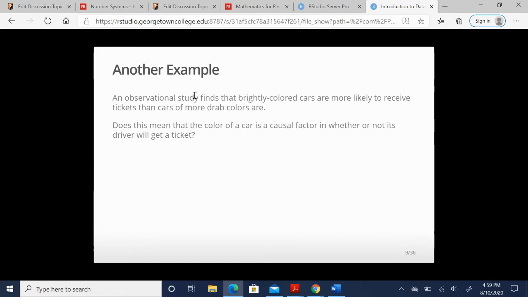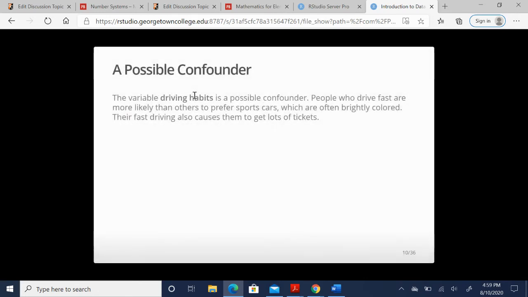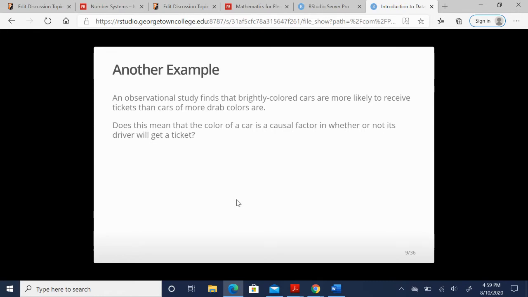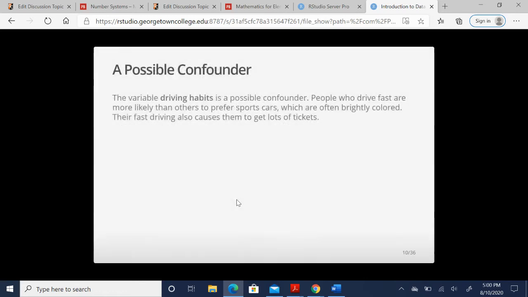An observational study finds that brightly colored cars are more likely to receive tickets than cars of more drab colors. Does this mean the color of a car is a causal factor in whether or not its driver will get a ticket? Okay. The variable driving habits is a possible confounder here, and we don't know that. I mean, is it possible that a car's color would catch the attention of a police officer? Well, sure, but if the person isn't speeding, then that car still probably isn't going to get a ticket. So we have driving habits as a confounder there.